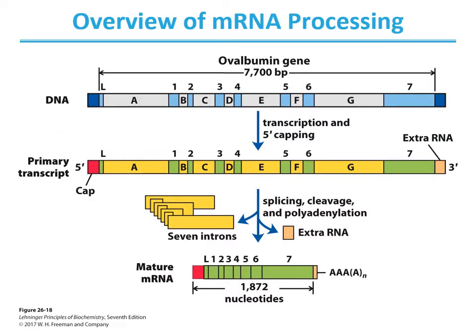Overview of eukaryotic messenger RNA processing. The albumin gene has introns A to G and exons 1 to 7 and L. L encodes a signal peptide sequence that targets the protein for export from the cell. About 3/4 of the RNA is removed during processing. Pol2 extends the primary transcript well beyond the cleavage and polyadenylation site, labeled as extra RNA, before terminating transcription.